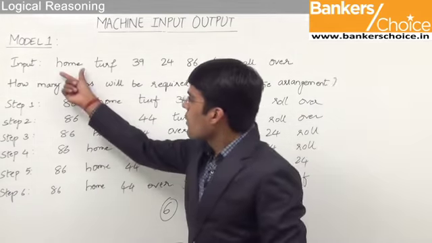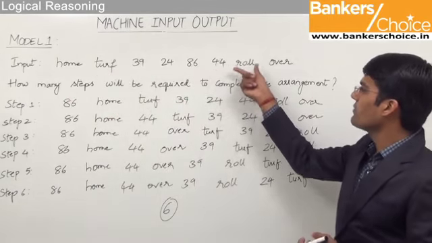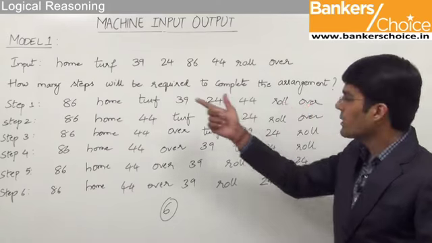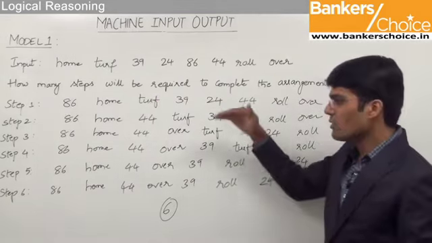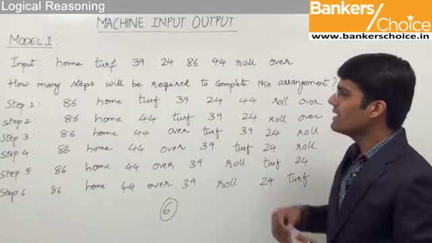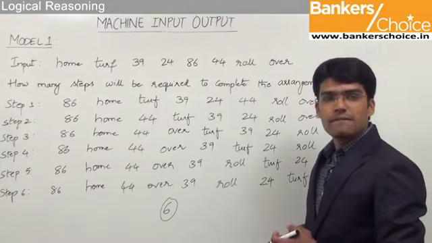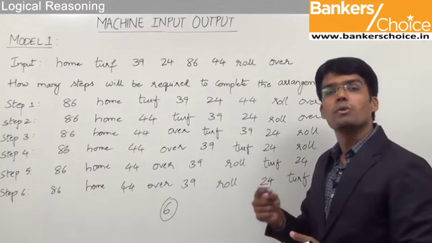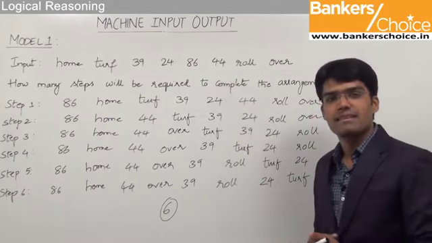The given input is home, turf, 39, 24, 86, 44, roll over. And the question is, how many steps will be required to complete the arrangement? So without writing these steps, let us now see how we can solve this in a simple manner. We know that the first position in the output should be occupied by a number, and that number should be 86 as it is the highest number.